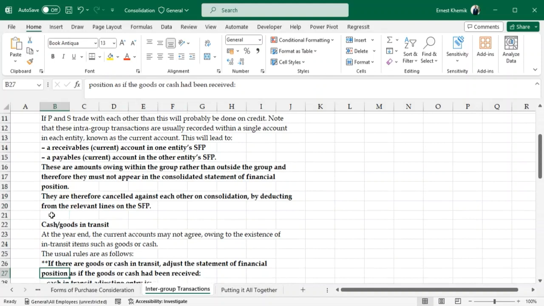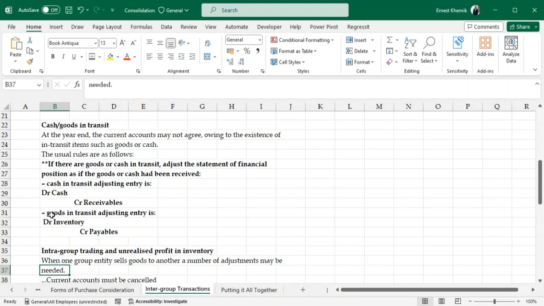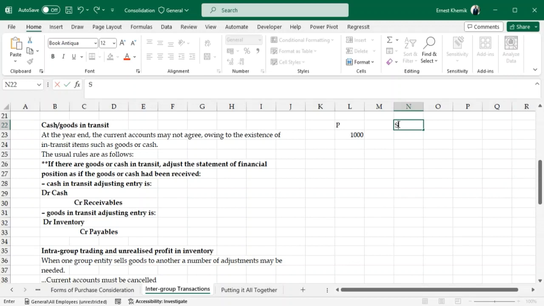Now, there may come a time where the amounts in the receivables and payables, or in other words the current accounts, do not agree with each other. If the parent sells goods of 1,000 to the subsidiary, the parent is going to record a receivable of 1,000, and the subsidiary, who is the one buying, will record a payable.